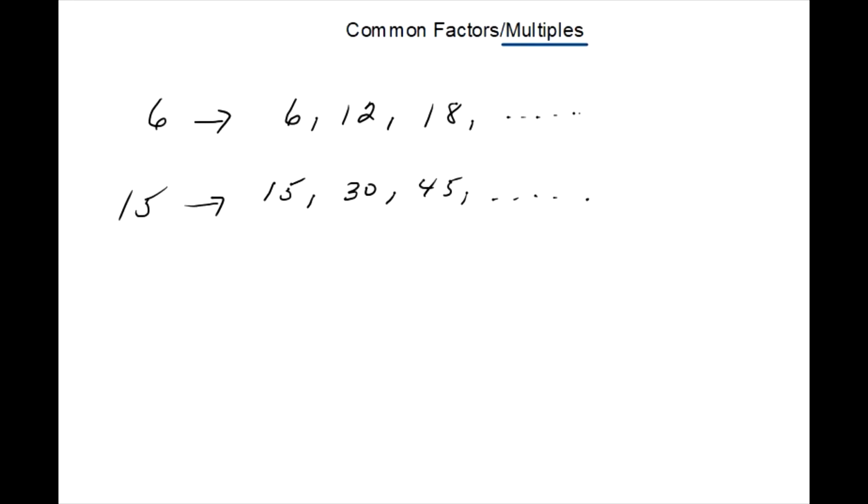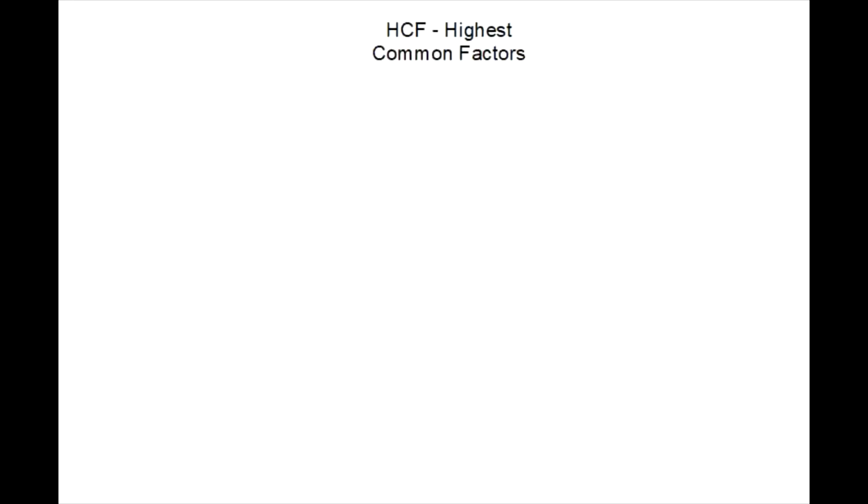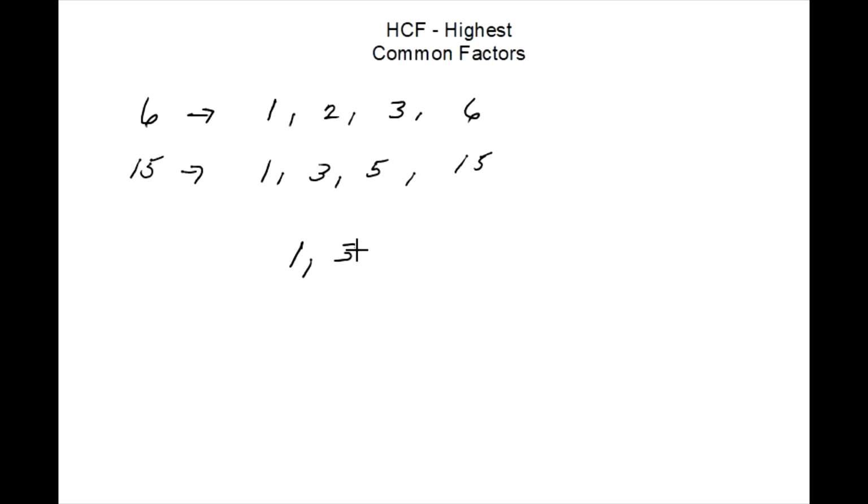Now, we don't ask you to find common factors or common multiples in math. We are very specific with what we want. So, for example, we might ask you to find the highest common factor. So, let's go back. 6 was 1, 2, 3, and 6. And 15 is 1, 3, 5, and 15. And so what's in common to both of them are 1 and 3. So these are the common factors.